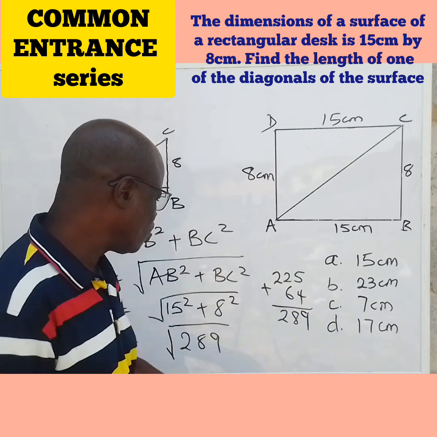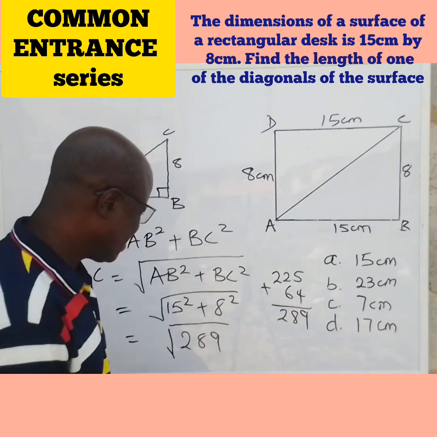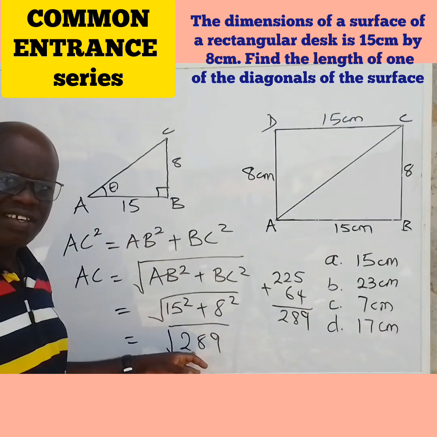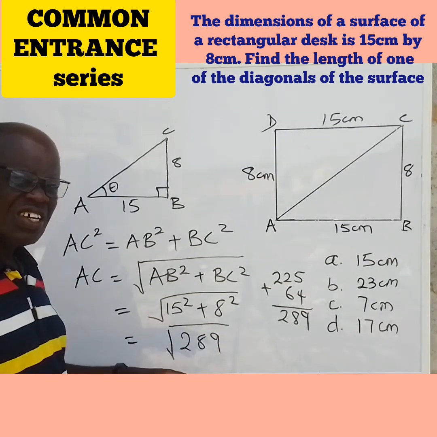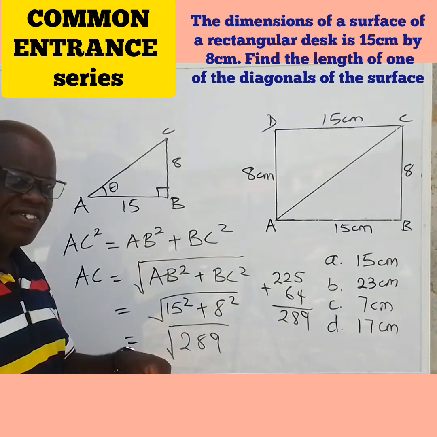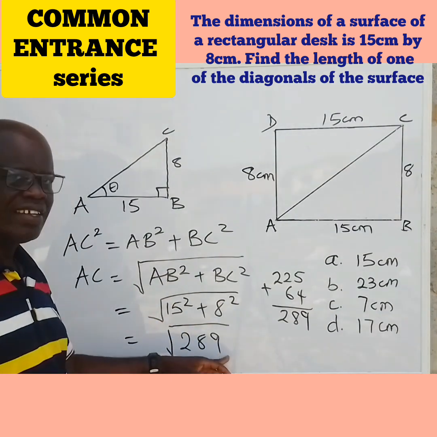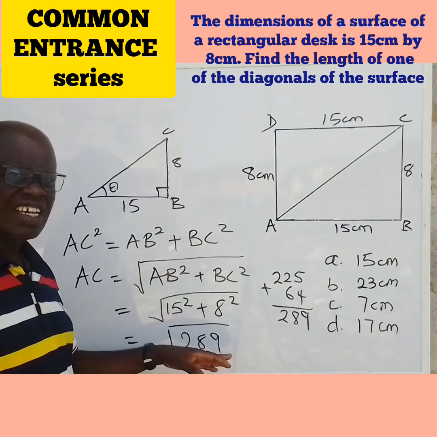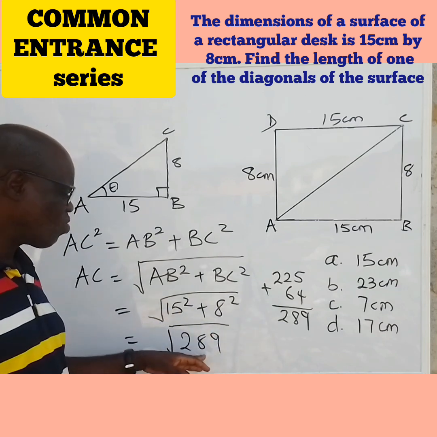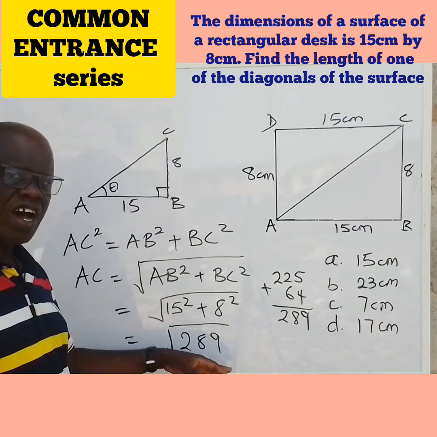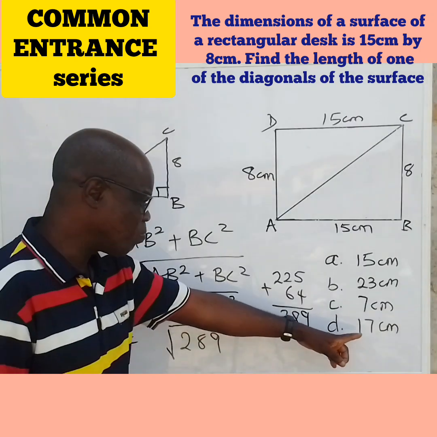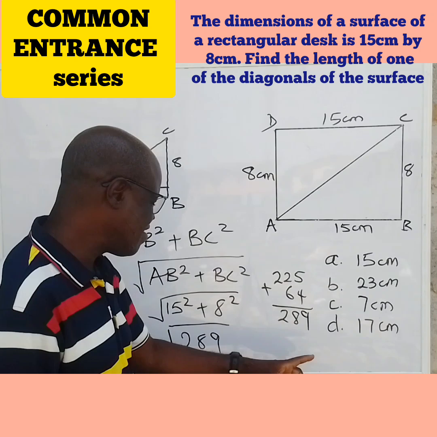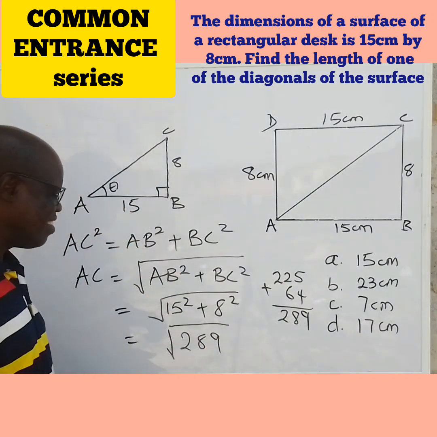So try to multiply 17 by 17 and see whether you will get 289. Because the meaning of square root of 289 is that what is that number that you multiply twice that will give you 289? And since this is an elementary class, you're not allowed to use calculator. You may not even know how to use square root table. So that is why just multiply this number twice and see whether you will get 289. So let's do that.